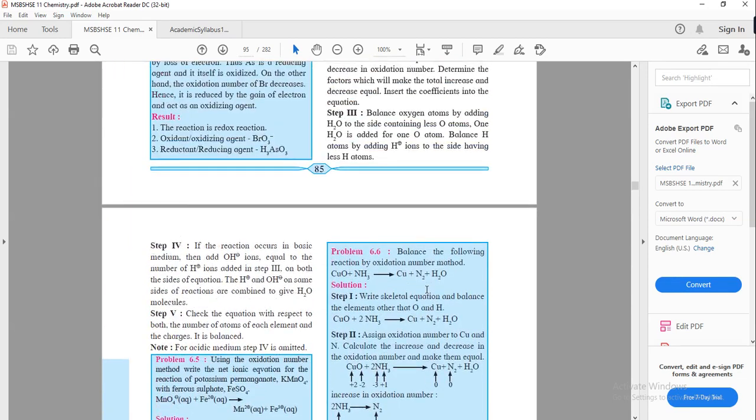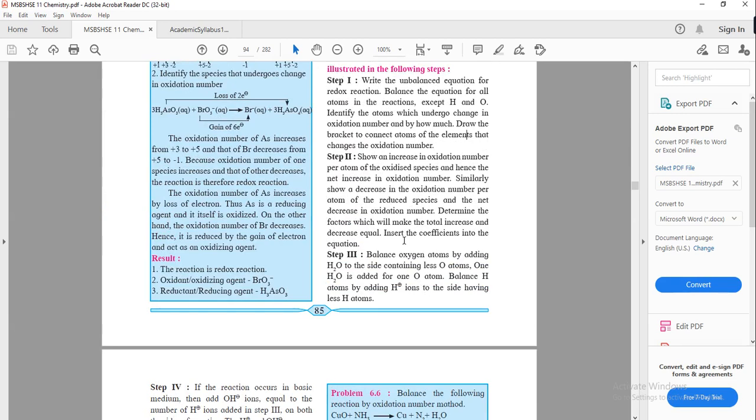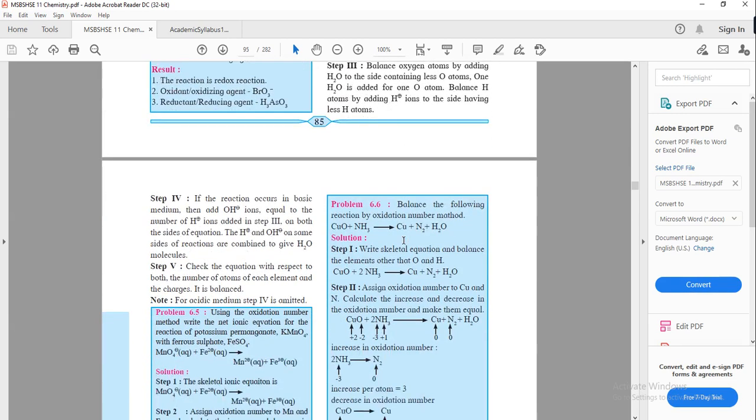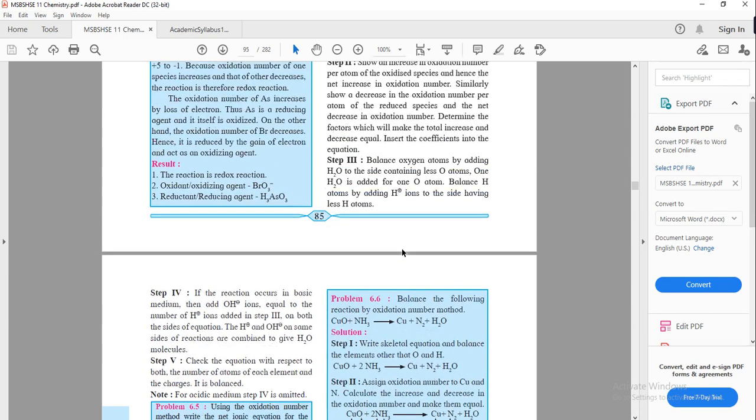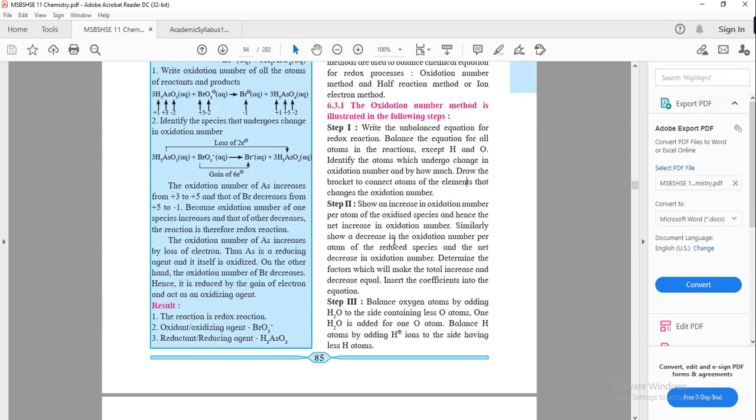So the first is, the redox reaction is given to you, which we have to balance by adding the electron. Which atom is reduced, which atom is oxidized, here you have to identify. So there are various steps. Step 1 is write the unbalanced equation for the redox reaction. Then balance the equation for all the atoms in the reaction except hydrogen and oxygen. Identify the atoms which undergo change in oxidation number by how much. Draw the bracket to connect the atoms of the element that change the oxidation number.